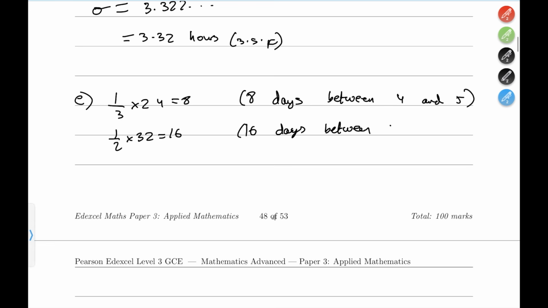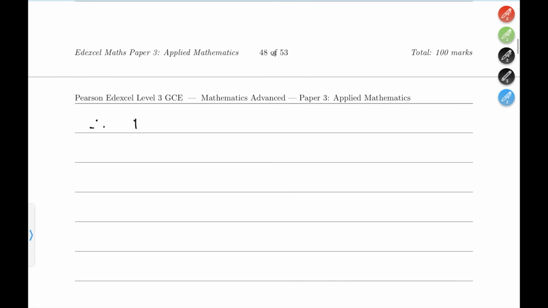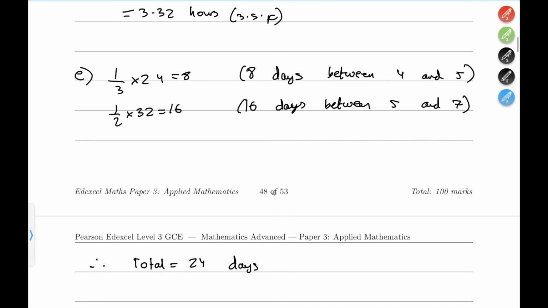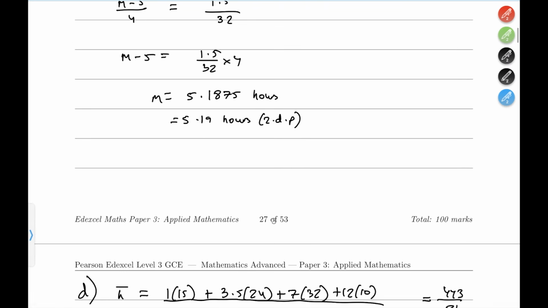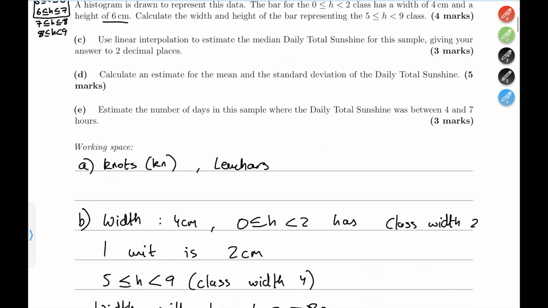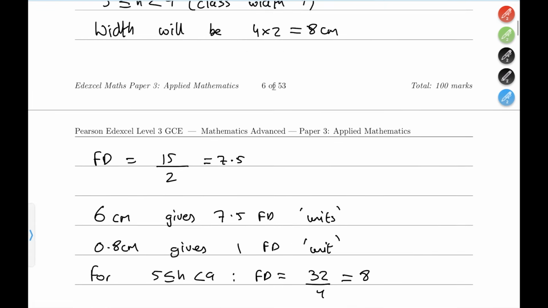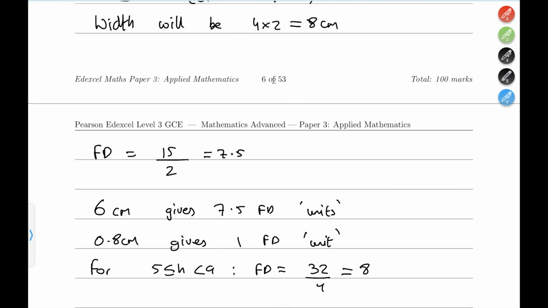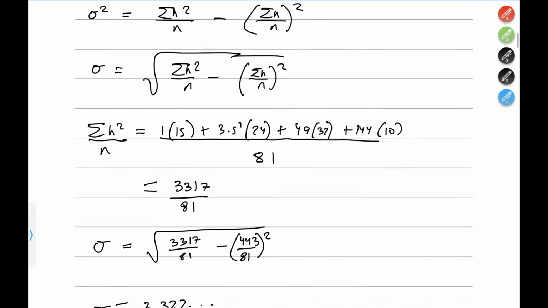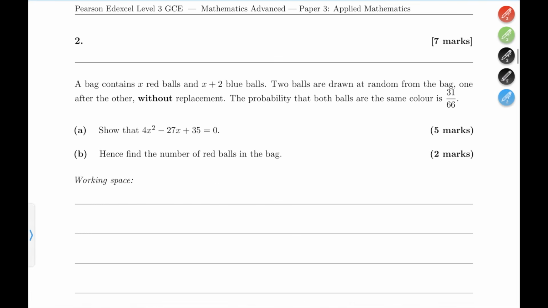between 5 and 7. So therefore, the total is equal to 24 days. So that's a very long question to start off the paper. I think that was 17 marks maybe. Don't actually know for sure. Yeah, 17 marks. And hopefully that did make sense. And now we can move on to question 2.